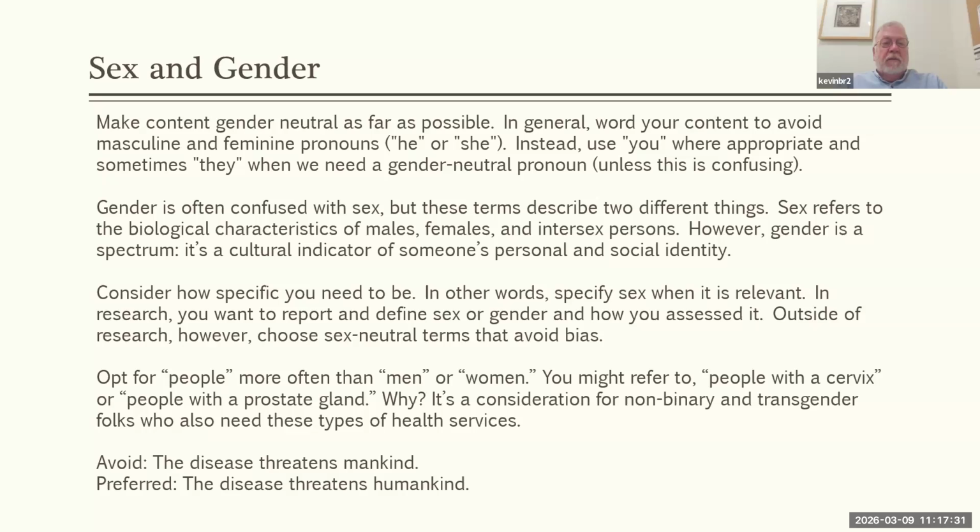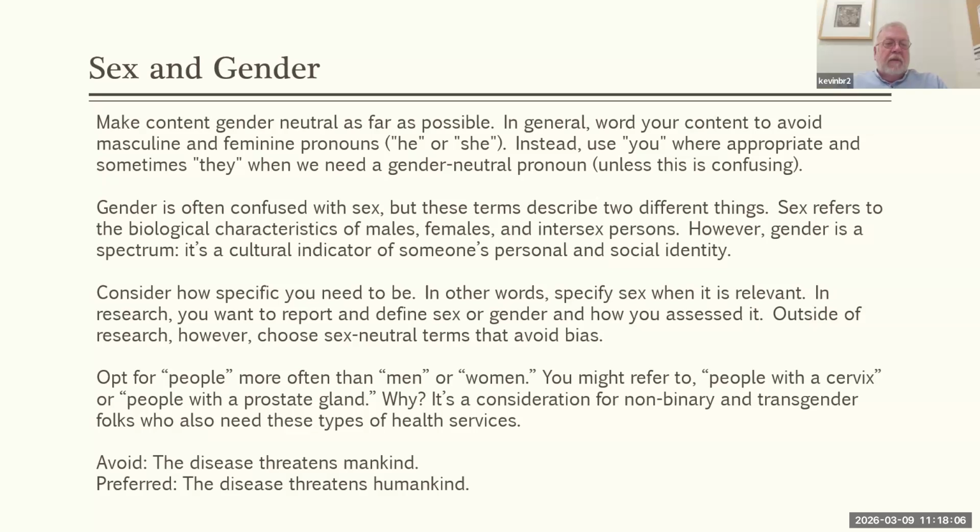You want to also consider how specific you need to be. In other words, specify sex where it's relevant. And of course, it's not always relevant. Again, outside of research, you want to choose sex neutral terms that avoid bias. Opt for using the term people more often than men or women. You might refer to people with a cervix or people with a prostate gland. And why is that so? It's a consideration for non binary and transgender folks who might need specific types of health services.